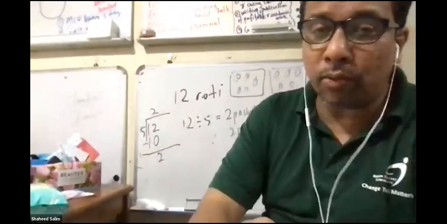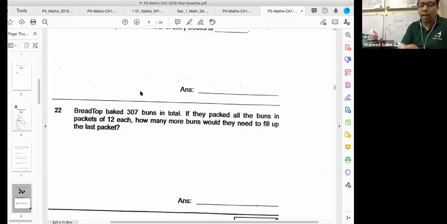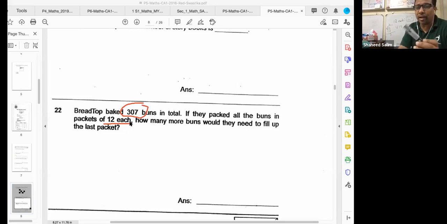So it's the same question now here. You try. Their packet is 12 in a packet. 12 roti in a packet, you know. And she bakes so many. You take this, divide by 12. Find out what's the remainder. If the remainder is 1, you need to bake 11 more because 1 packet needs 12 roti. If the remainder is 5, you need 7 more. So you divide this, find out what's the remainder. And then you know how much you need to bake.